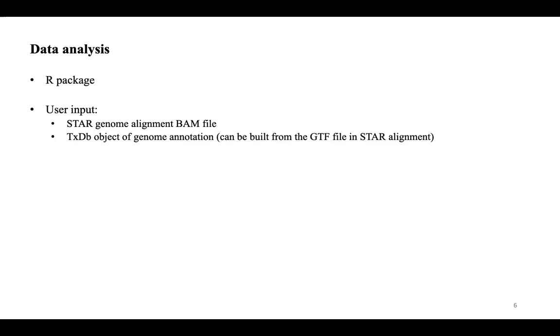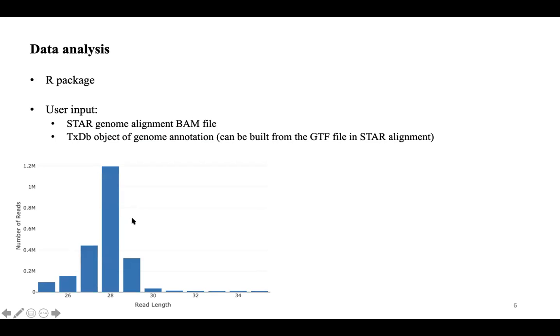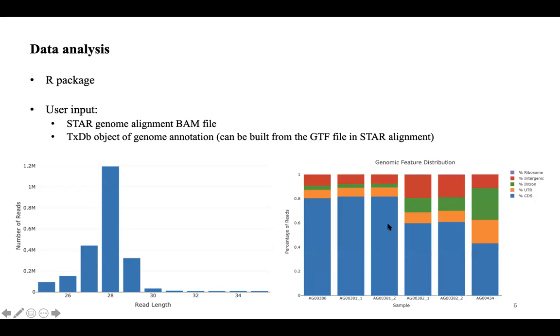The second part of our package is data analysis and visualization. We build an R package that takes the aligned reads and a genome annotation. So here we show some analysis plots. This is the read length distribution. Ribo-seq reads tend to be short, around 30 BP. Here are the 3 most abundant read lengths, 27, 28, and 29 BP. And this is a plot summarizing the genomic features that reads overlap with.